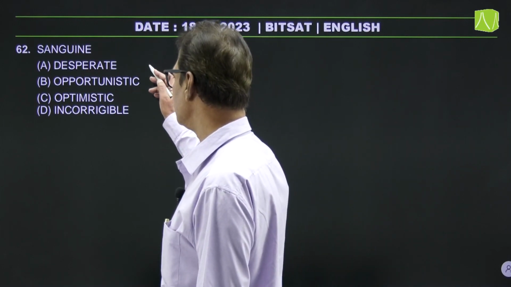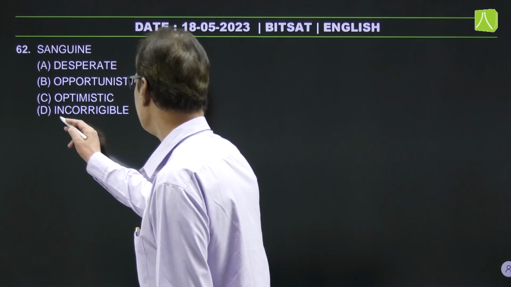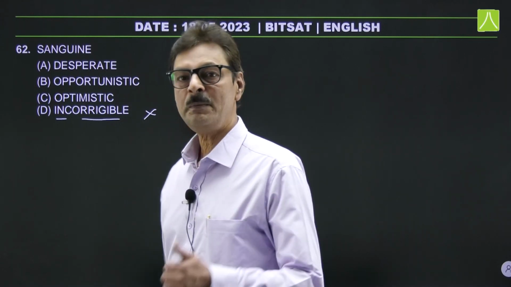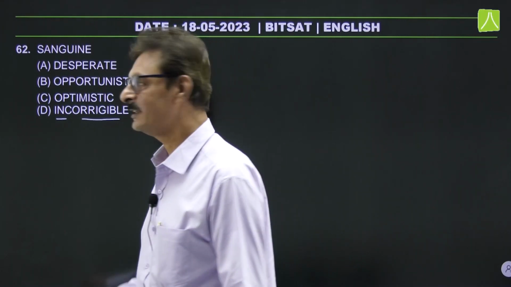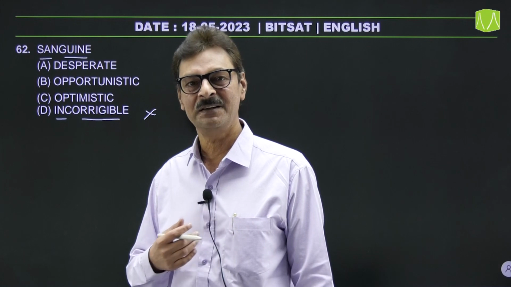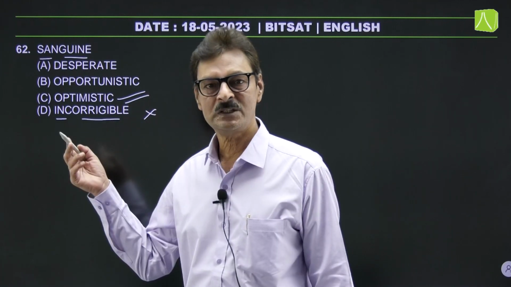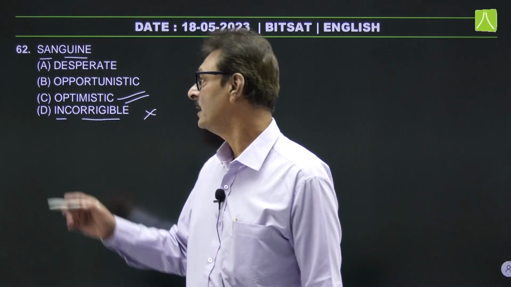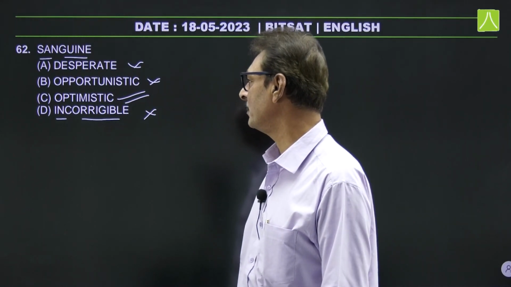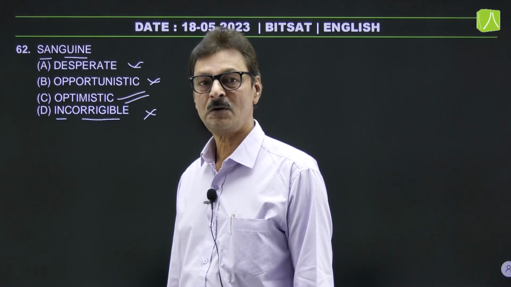The next one, sanguine. The options given to you: desperate, opportunistic, optimist, or incorrigible. Incorrigible means something which cannot be corrected. What is the meaning of the word sanguine? The way to remember this word, if you have gone through the root words, is "she sang, I'll win", that means optimistic. So, optimistic is the correct answer. Opportunistic is one who waits for opportunity, nothing to do with this. The other three options, A, B and D, are incorrect. The correct option for the meaning of sanguine is optimistic.